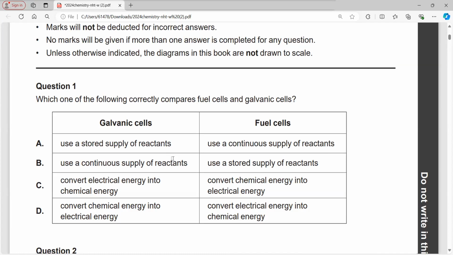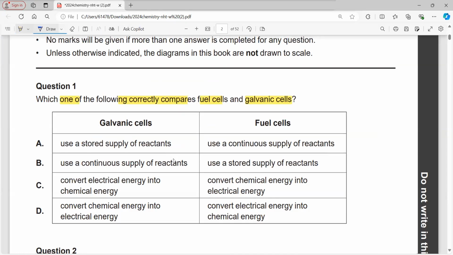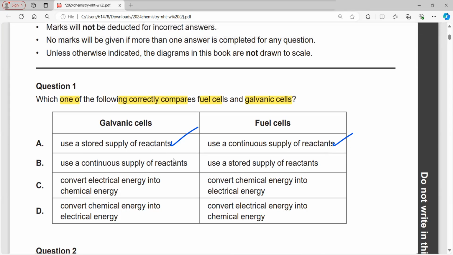Okay, which one of the following correctly compares fuel cells and galvanic cells? This is a pretty standard question. Galvanic cells use a stored supply of reactants. Fuel cells use a continuous supply of reactants. This is one of the main features that differentiate fuel cells from galvanic cells, right? Fuel cells have that continuous flow of reactants as opposed to galvanic cells, which have a stored supply. So that leads me to have the answer be A.